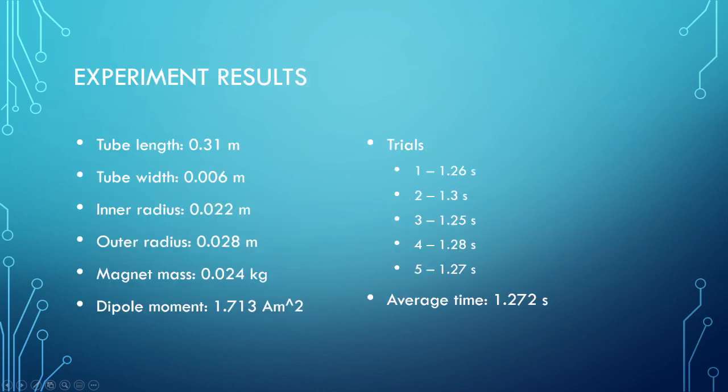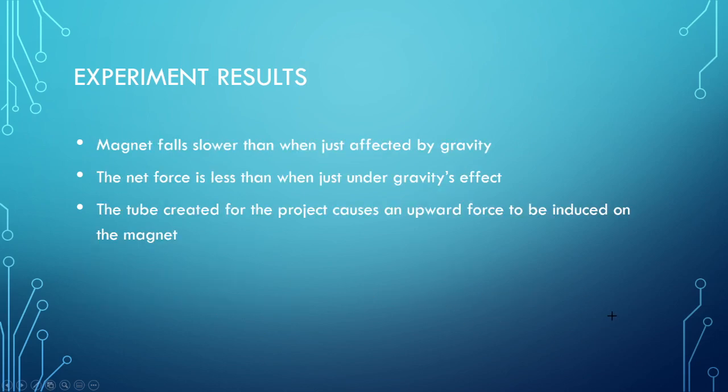Here are the experiment results. The tube length is 0.31 meters, the tube width is 0.006 meters, the inner radius is 0.022 meters, and the outer radius is the width plus the inner radius, which is 0.28 meters. The magnet mass is 0.024 kilograms, and the dipole moment, which I got from lab 3, is 1.713 amps times meters squared. Here are the values for the trials, and the average time ended up being 1.272 seconds.